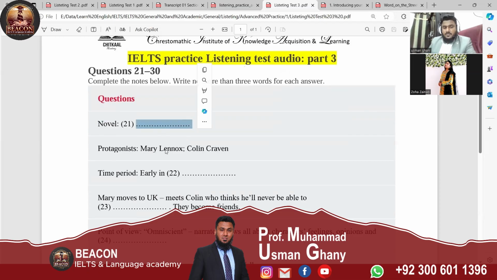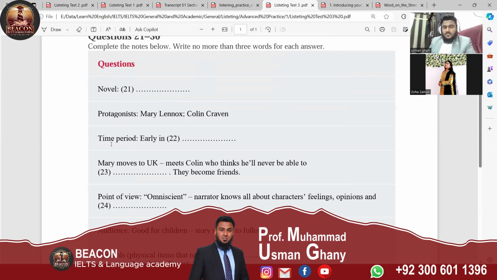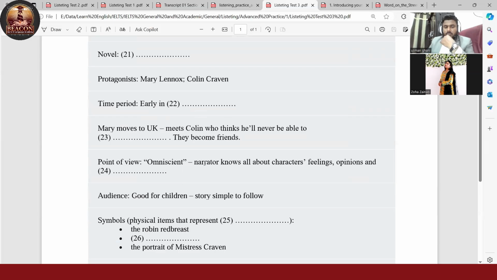Mary Lennox. Colin Craven. Time period: early. Mary moves to the UK. Meet Colin, who thinks that he will never be able to... They become friends. Point of view: omniscient. The narrator knows all about the characters' feelings and opinions. Audience: good for children. The story is simple to follow. Very well done. Now we only read the first 4 questions.